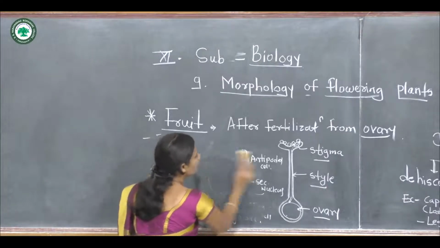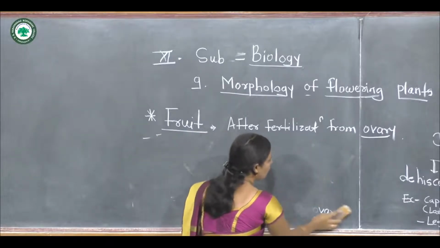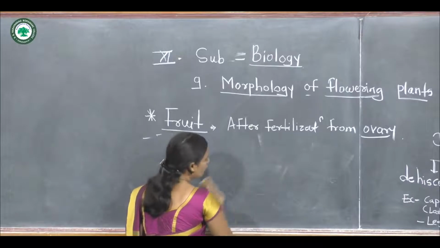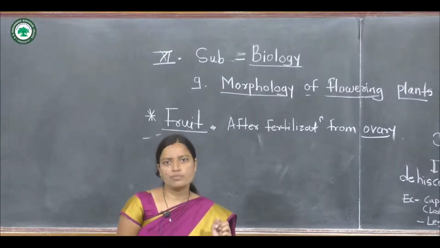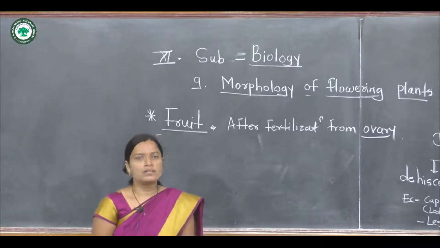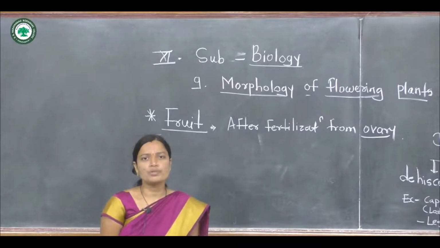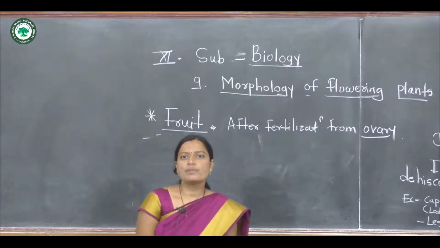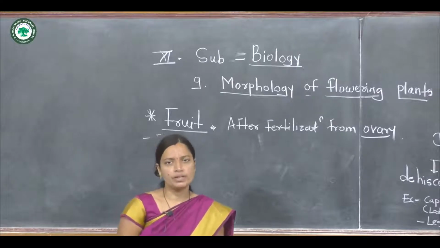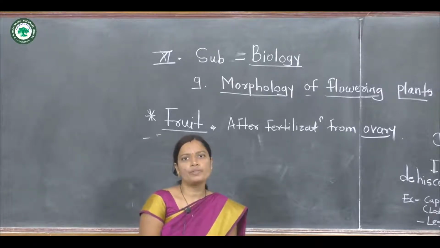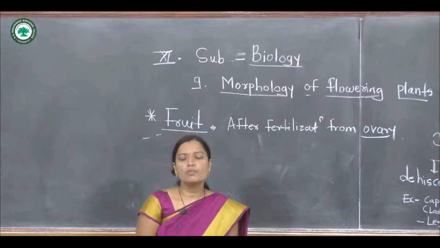The fruit is an important part of a plant. After fertilization, these fruits are formed in angiospermic plants, mostly the flowering plants. This fruit formation occurs in angiosperms, which is most important. In angiospermic plants, the flower is formed and the ovary is converted into the fruit.